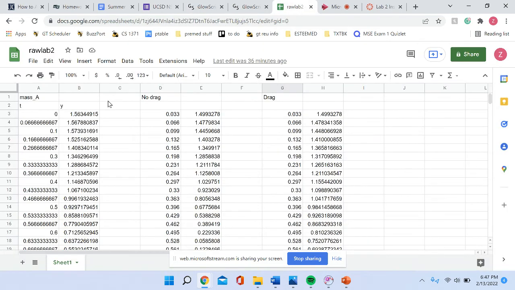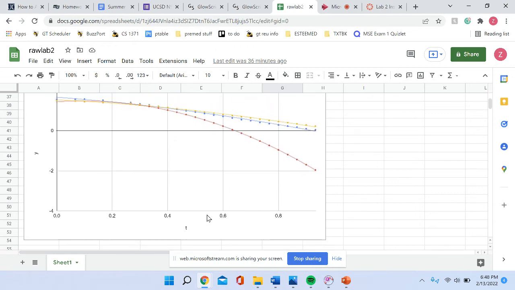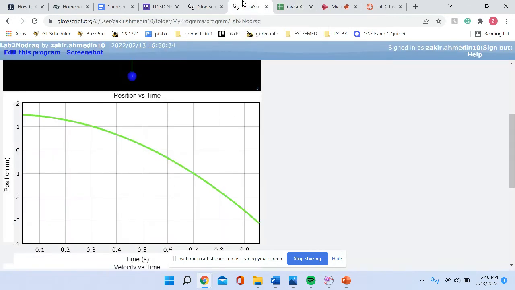And then I imported this data into Excel so I could graph it. And we can see that the tracker data and the model with drag were pretty similar, and that the model without drag was very different. We can see that it continues to drop rapidly, and it's a bit of nonsensical data because we know that the final position cannot be through the ground. So you can't have a -1.5 meter final position because that does not accurately simulate the data.